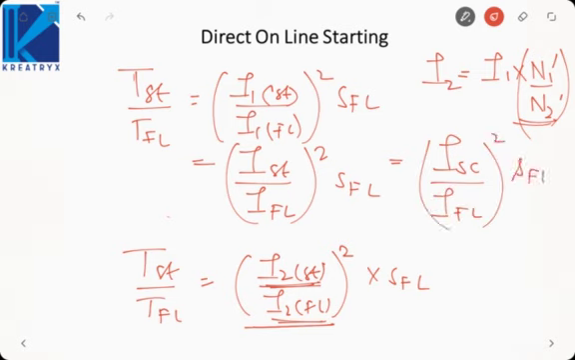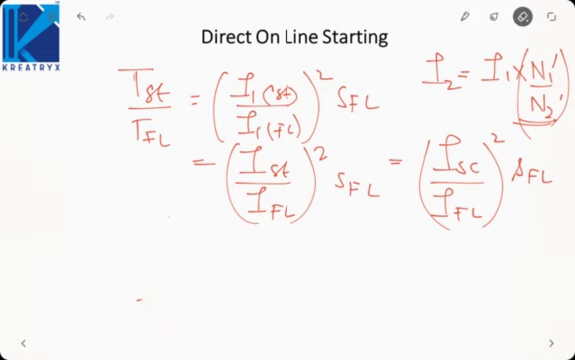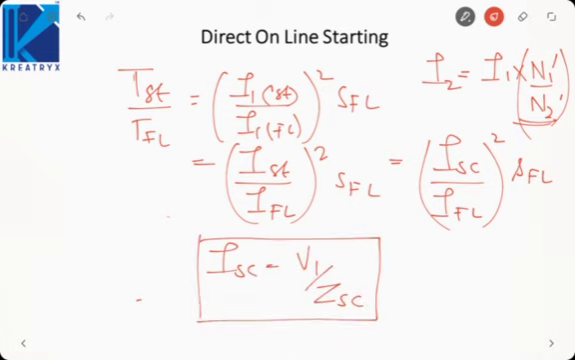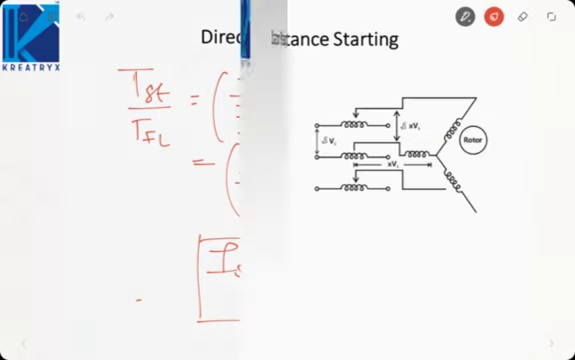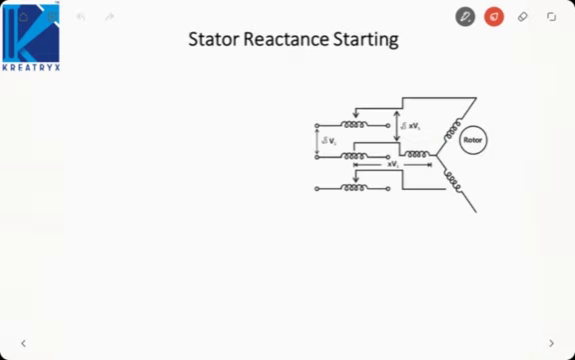So current will be short circuit current. Here ISC means V1 by ZSC. ZSC is the rotor impedance at the time of starting. Here the mechanical resistance is short circuited and hence it is called short circuit impedance. So that is your direct online starting.